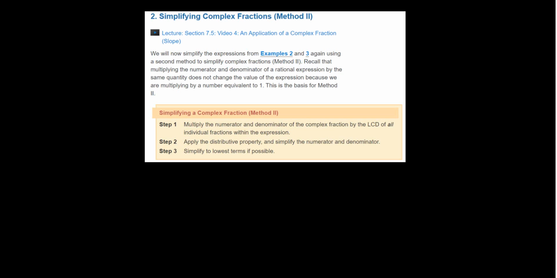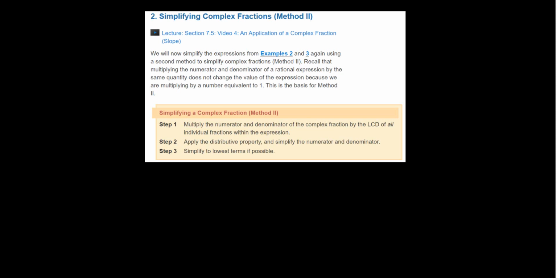Okay, so simplifying complex fractions, method 2. We will now simplify the expressions from example 2 and 3. So we're going to use the exact same examples, using a second method to simplify complex fractions. Recall that multiplying the numerator and denominator of a rational expression by the same quantity does not change the value of the expression because they're multiplying by 1.